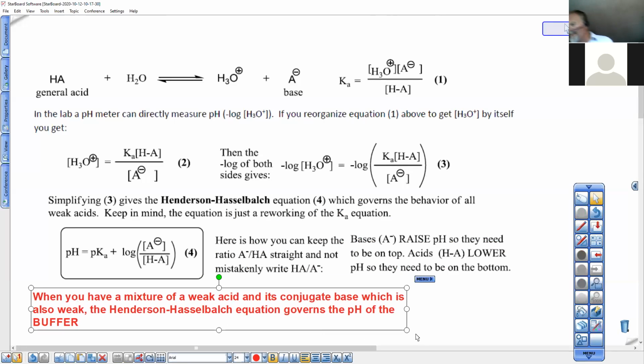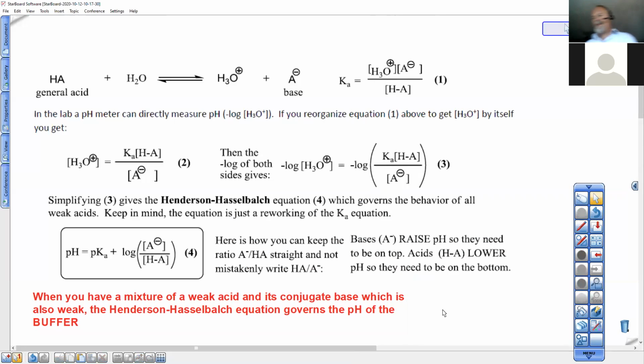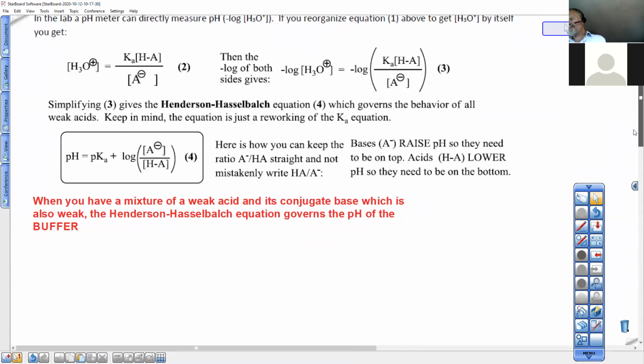A buffer is a mixture of a weak acid and its conjugate base, which is also weak. All right. So the question is, do we have a buffer if I have a mixture of an acid and a base? And the answer is not always yes. It's very specific. It has to be weak acid, weak base for very good reasons. So buffer, not buffer. That's a question for now.